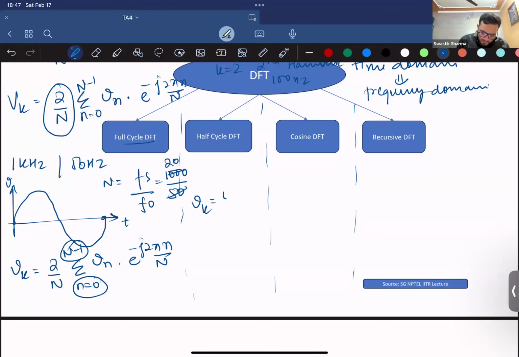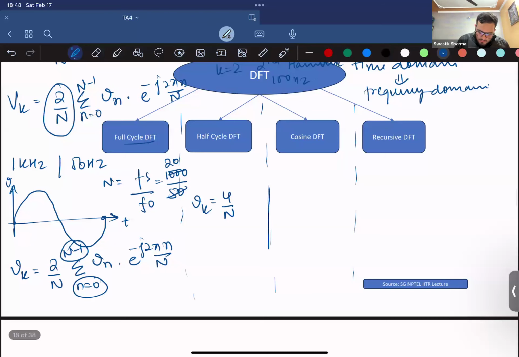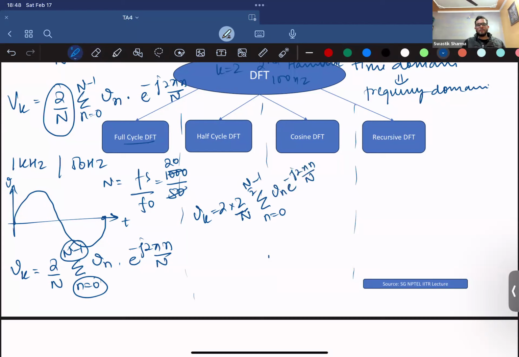Since you are doing it for half a cycle, one more scaling factor will come. You will have to multiply it by 2 because you're calculating only for half a cycle, yet you require the DFT for the full cycle, so you have to multiply it with 2. So I'll show it something like this. It would be Vk, which is 2 times 2 by N, summation n equals 0 to N by 2 minus 1, this term, right? So you use it to calculate for half a cycle.